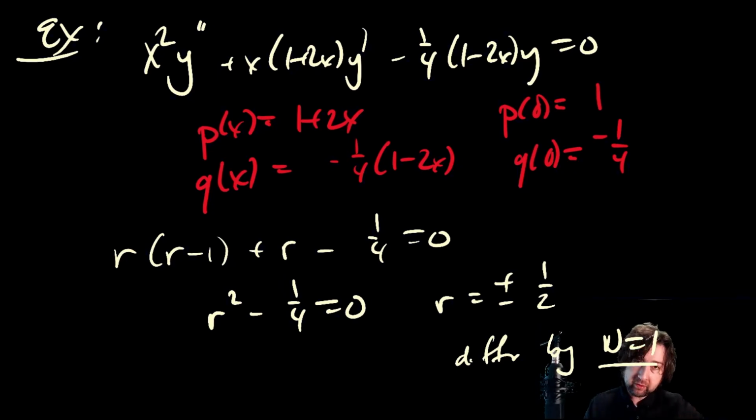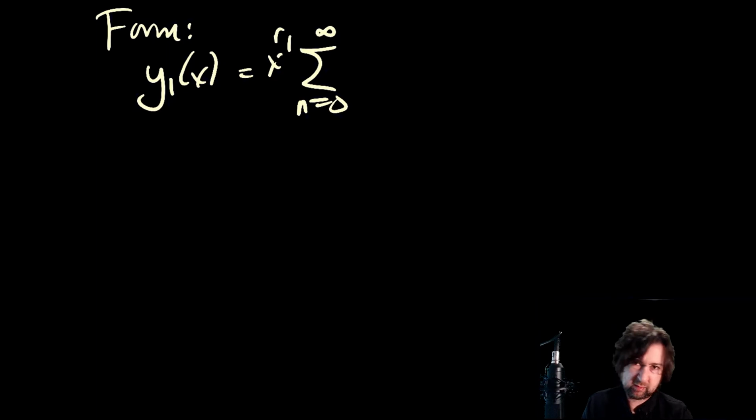From the theorem, we have two roots that are distinct but differ by an integer, and the problem is going to be this n equals 1. So what's the form of the solutions when we get started? Well, I know from the theorem that the form of the solution should be y1 of x is equal to the sum from n equals 0 to infinity. There's an x to the r1. I could be more specific than that. I could write x to the 1/2 times x to the n.